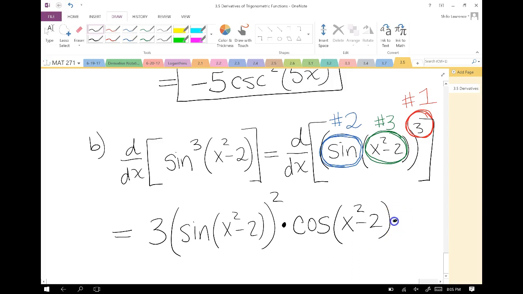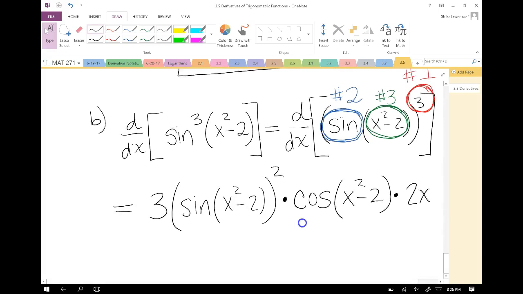And then we move in a layer. If you move in a layer, you get to the x squared minus 2. Well, the derivative of x squared minus 2 is 2x. And that was the innermost layer, so we don't have to do anything else.